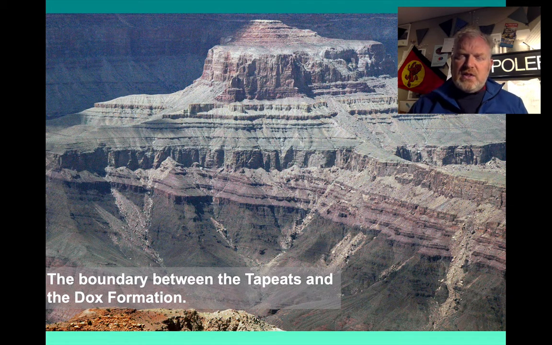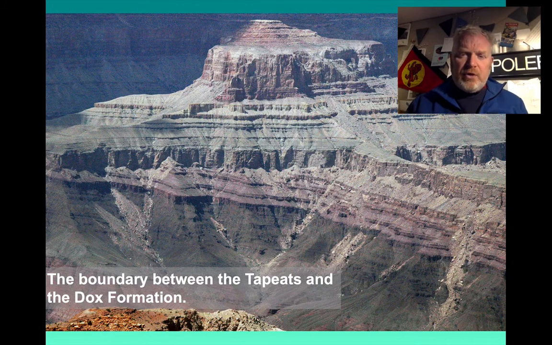It tells us that there's been a gap in time, because the Dox formation here has been deposited, been laid down, it's become a rock. It's then been tilted to this angle, eroded off before the Tapeats was deposited on top. So the Tapeats there, you'll notice, cuts across the Dox formation. So we've got a cross-cutting relationship. Crucially, we've got an unconformity. It tells us we've got different cycles of deposition, and that the Tapeats here on top must be younger than the ones below.